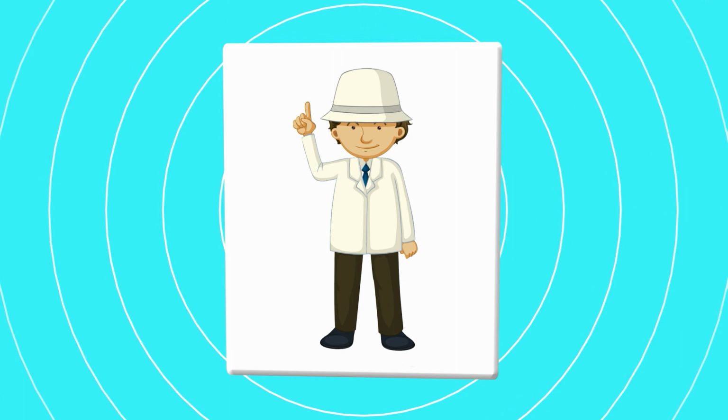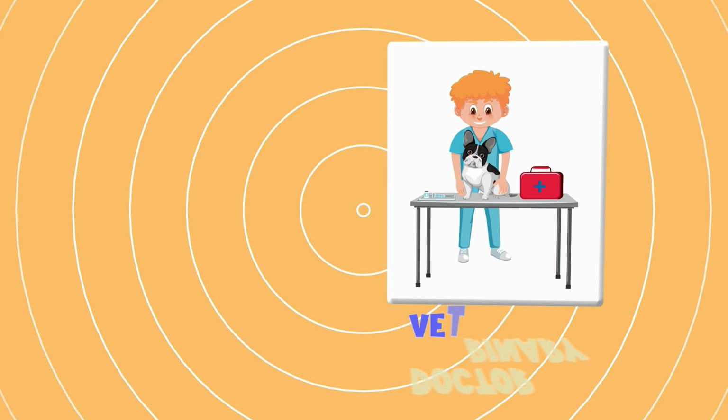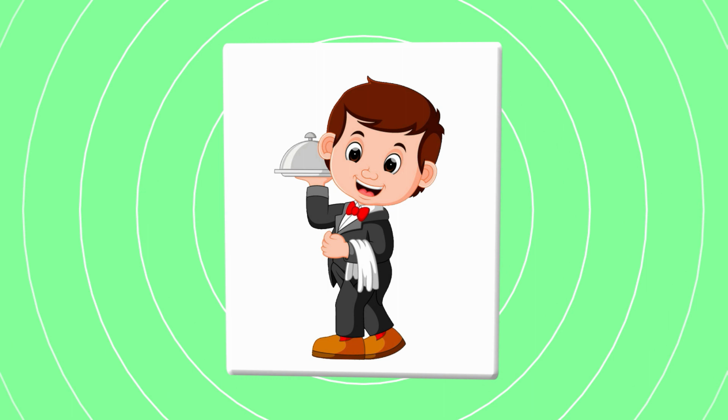U is for umpire. V is for veterinary doctor. W is for waiter.